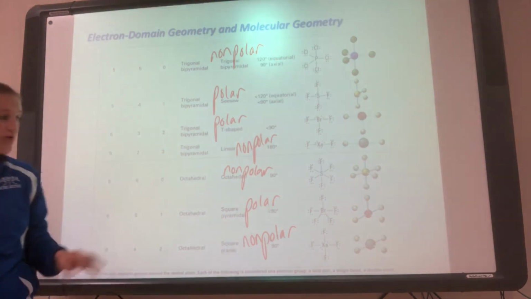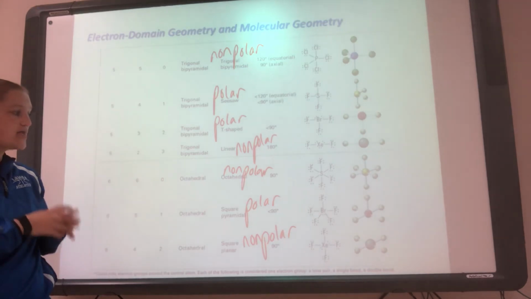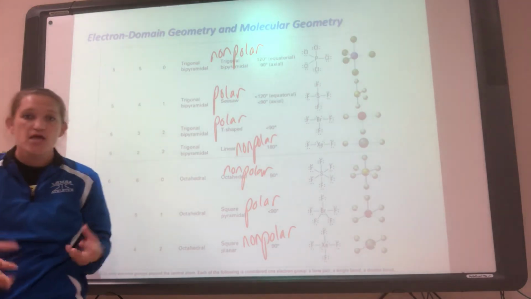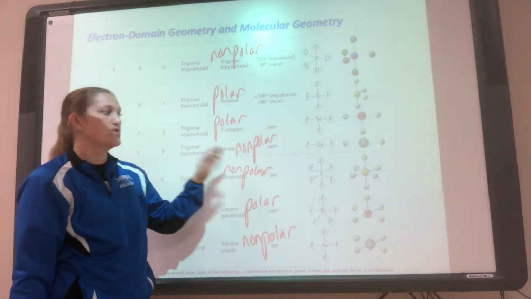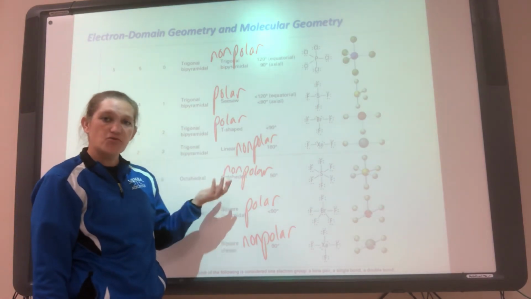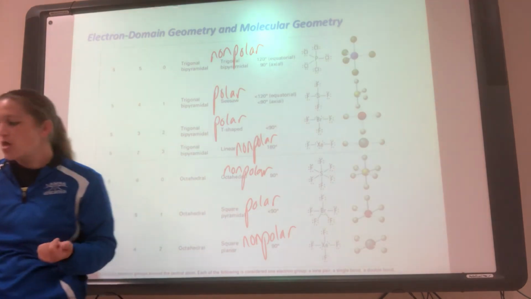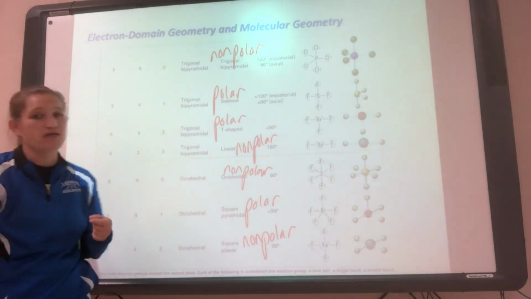So now that we've gone through our chart and our table and looked at all the geometries, if you draw the structure and you know what the geometry is, then you can also predict the polarity just based on the rules we just talked about, okay? So in the next lecture, we're going to do a practice problem with that.